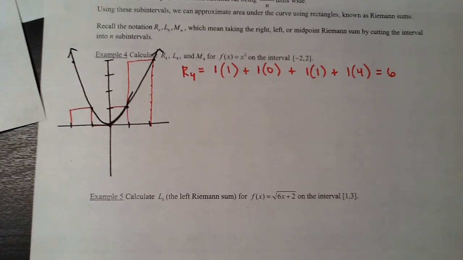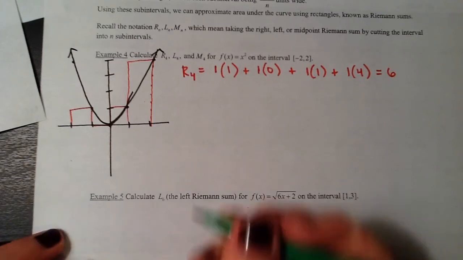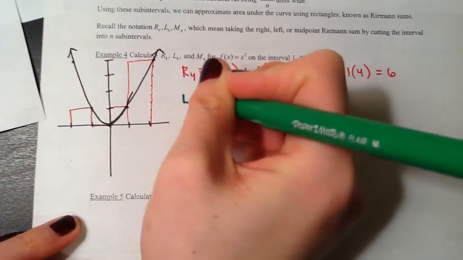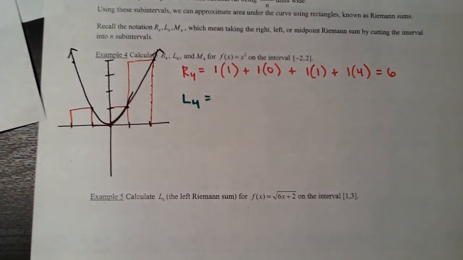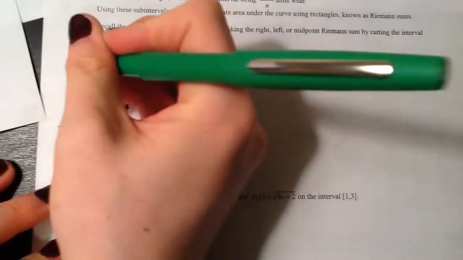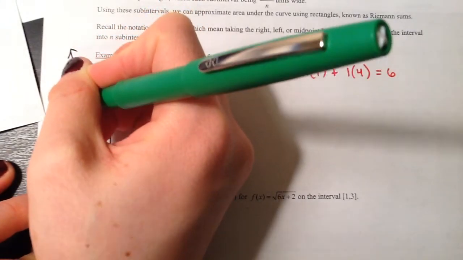All right, next one, we've got the L4. L4, I'm going to color code again. For each one of these rectangles, we're going to use the left endpoint. So for this one, for instance, we use this endpoint.